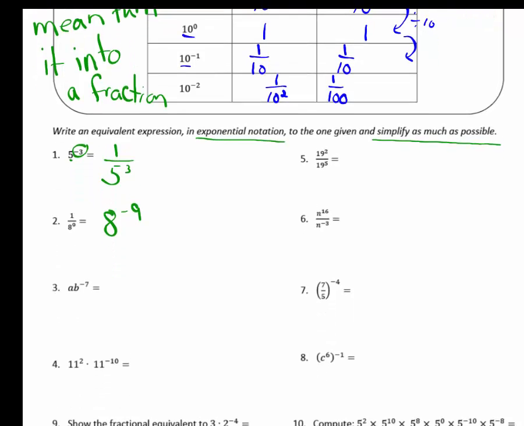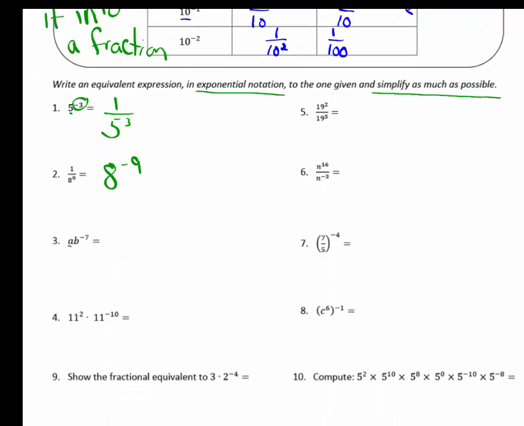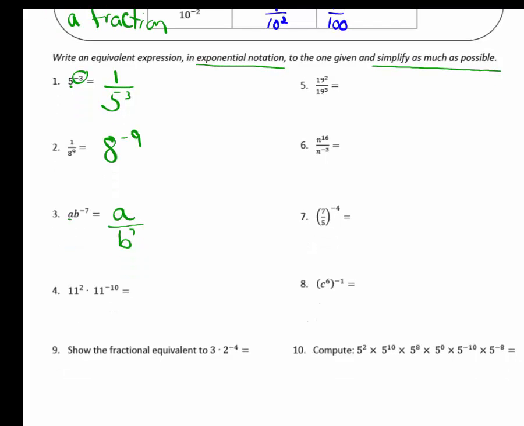For number 3, a doesn't have a negative exponent, so the a stays right where it is. B to the negative 7, now I have to put this into the denominator of a fraction. So it's going to be a over b to the 7th. All right, number 4, here's a multiplying problem. When I multiply, I keep my base, I add my exponent. That's going to give me negative 8. I can rewrite that. This is the same as 1/11 to the 8th.